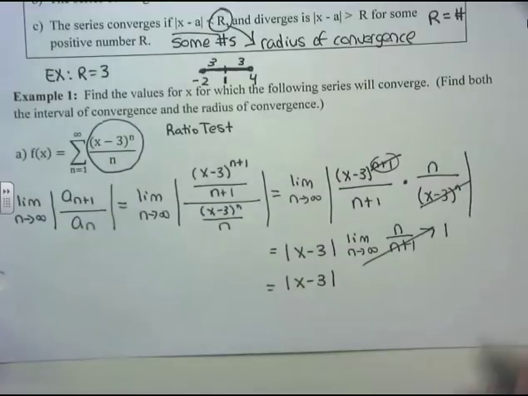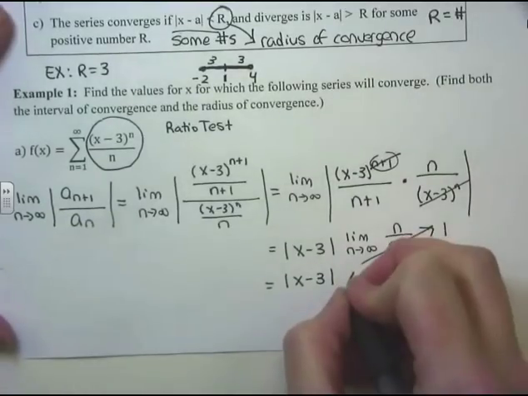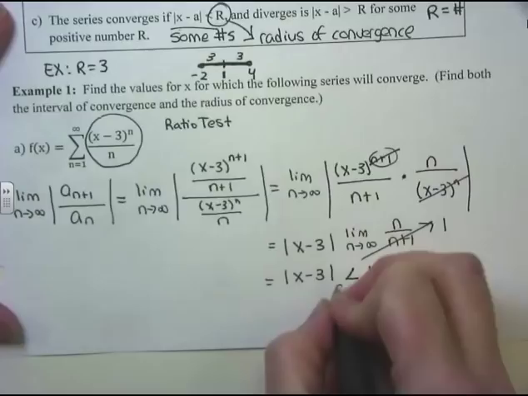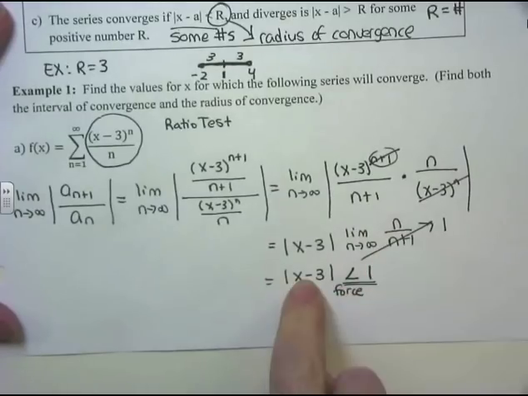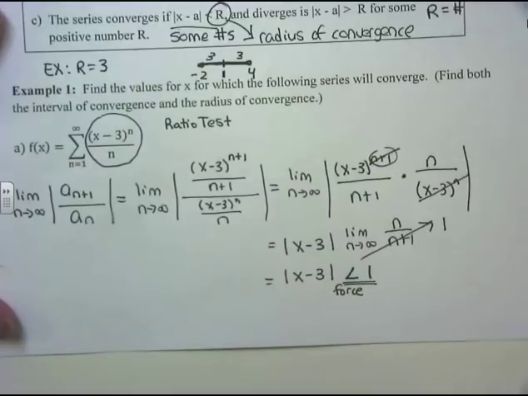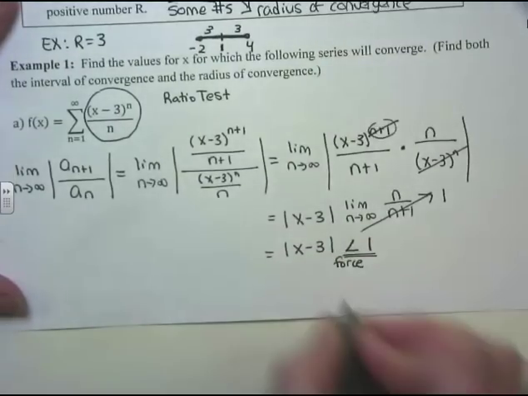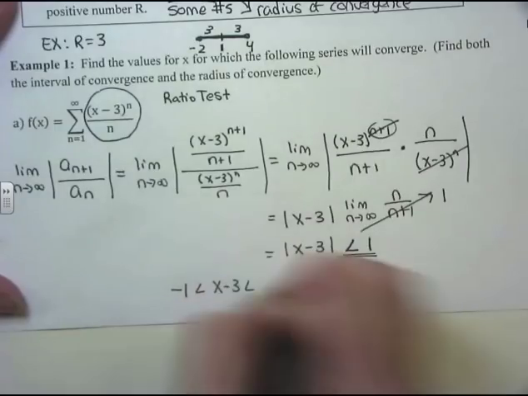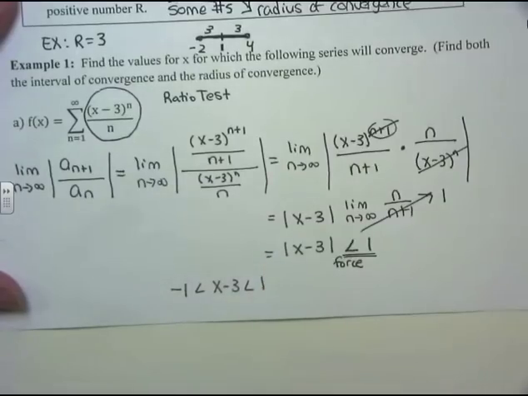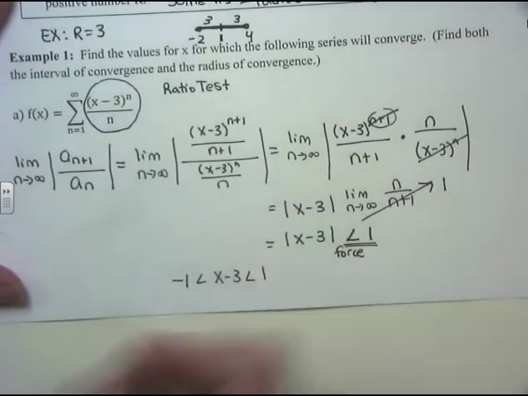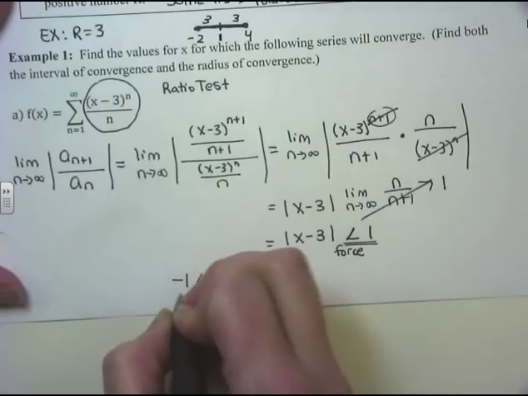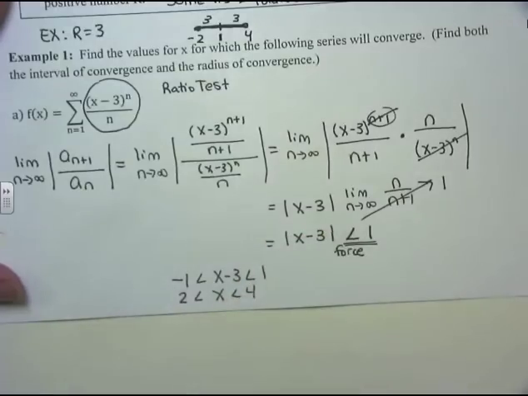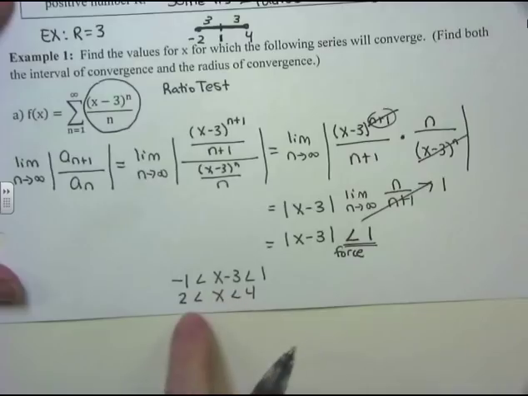Now, I want to know, when is this series going to converge? With the ratio test, I know that happens when this is less than 1. So I'm forcing this to be true because I'm trying to find out what values of x make this series converge. Well, absolute value of something less than a number would tell me that it's the negative of the right-hand side, less than the inside of the absolute values, less than the right-hand side. Solving this, I'm going to add 3 to all of the pieces. So I'll have negative 1 plus 3 is 2, is less than x, is less than 1 plus 3, which is 4. So I know that this series is going to converge for values between 2 and 4.